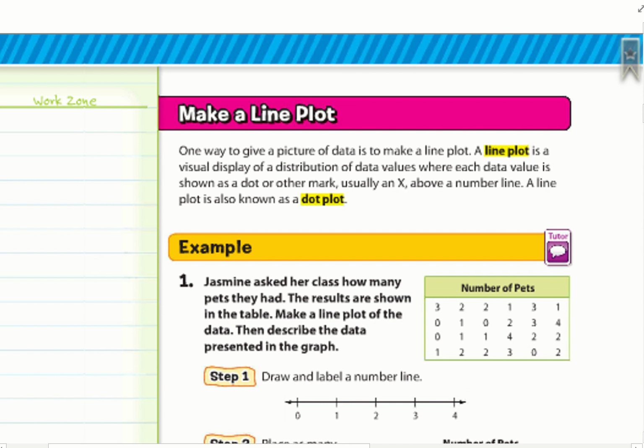So we're going to be making line plots. One way to give a picture of data is to make a line plot. A line plot is a visual display of distribution of data values where each data value is shown as a dot or other mark, usually an X, above a number line. A line plot is also known as a dot plot.